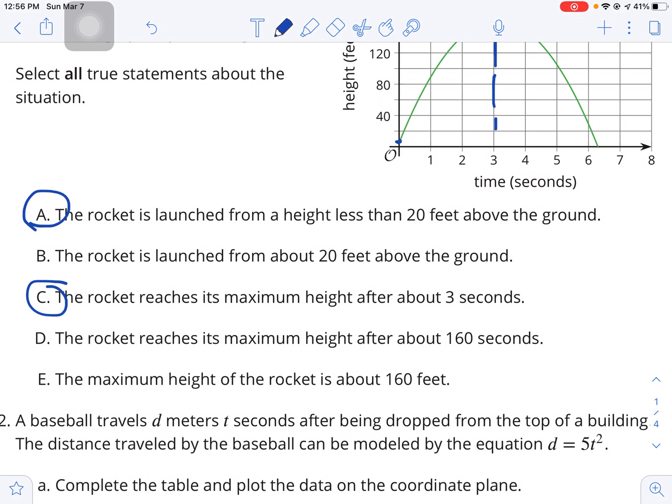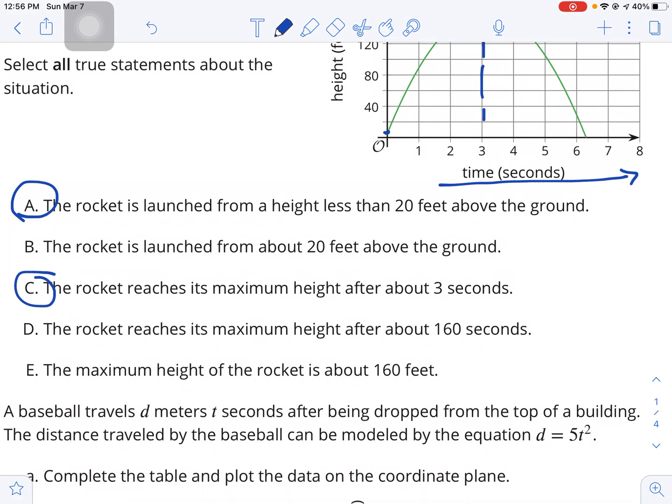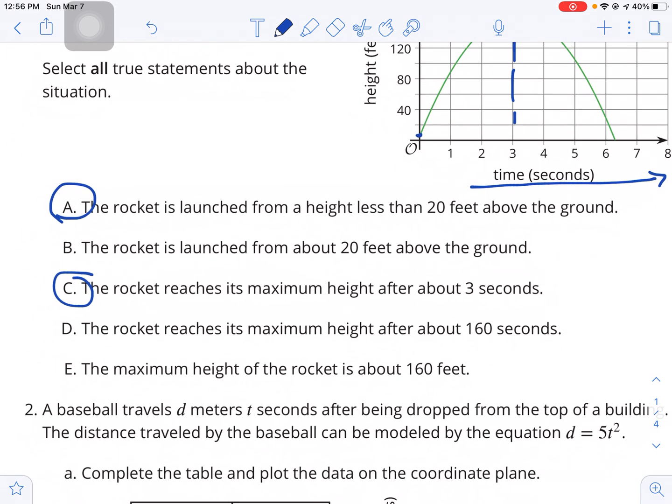Letter D, the rocket reaches its maximum height after about 160 seconds. Well, remember, this is our seconds, so we don't even have 160 represented there. And the maximum height of the rocket is about 160 feet. That's true. 160 feet on the vertical axis is the maximum height.